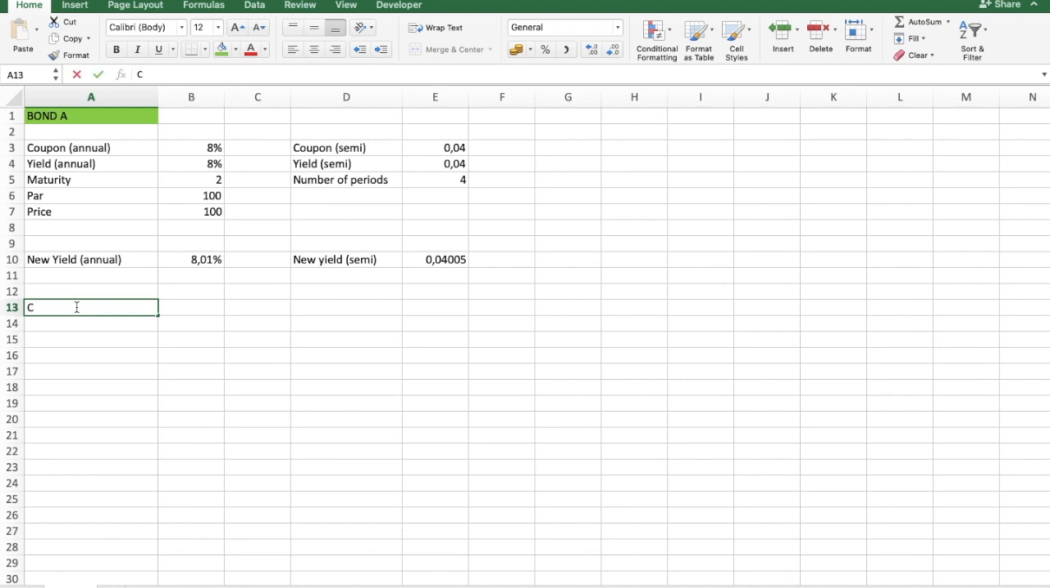So let's compute the coupon payment. It is equal to the par value times the coupon rate on a semi-annual basis. So this means that this bond will pay regularly $4 every period, every semester. Once we have this, we can compute the present value of all the coupon payments through the maturity of the bond. So we have a formula to do it.